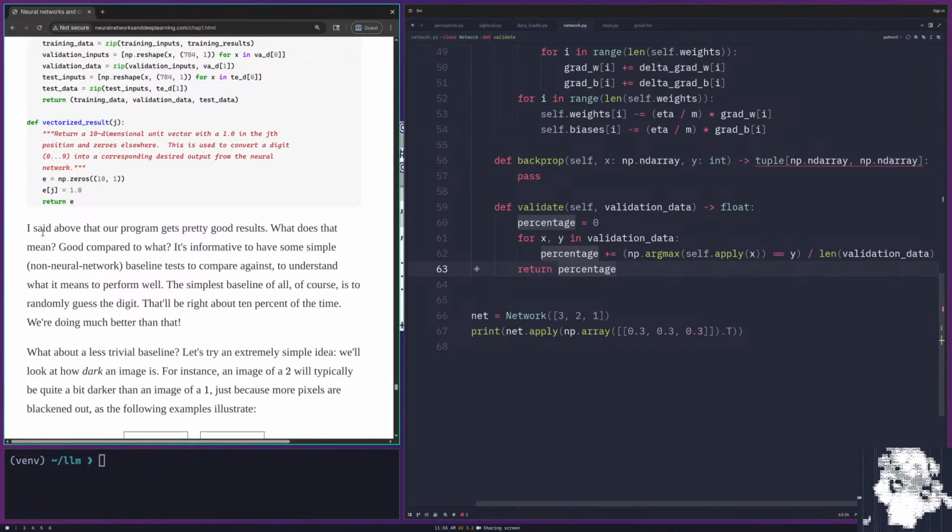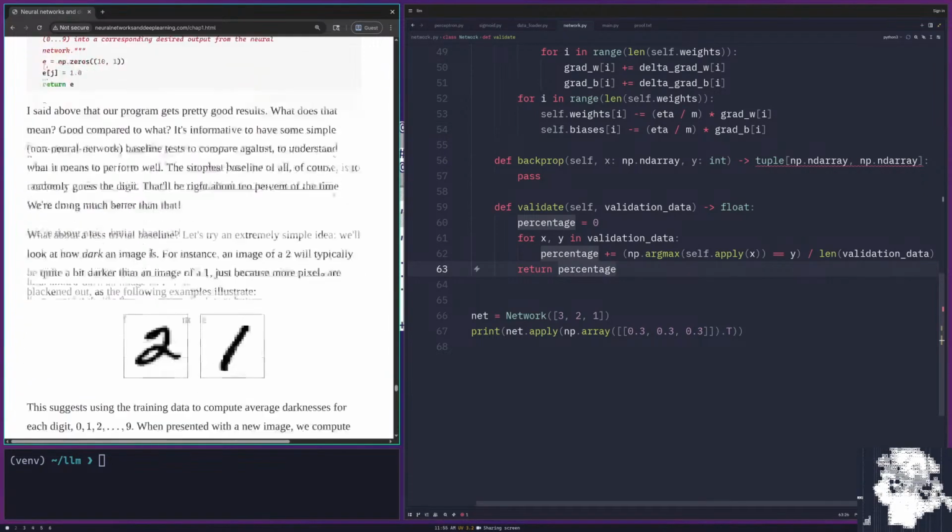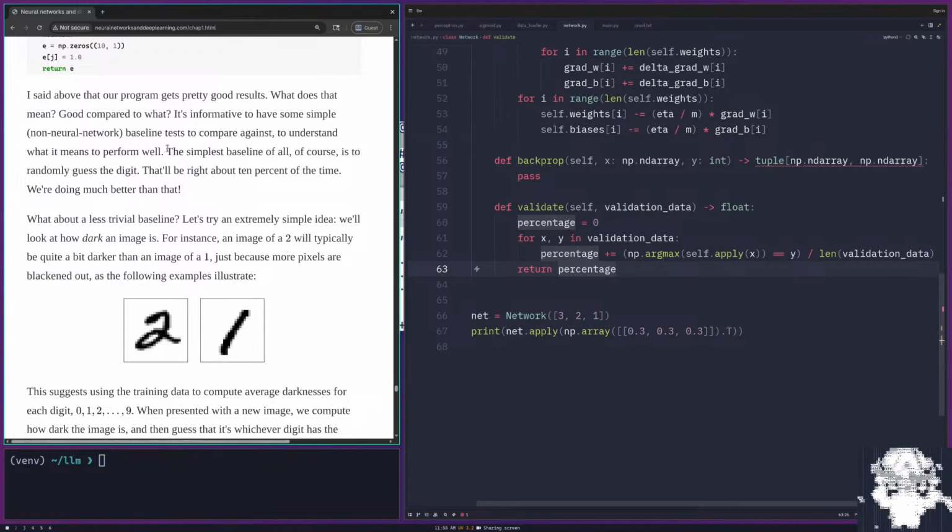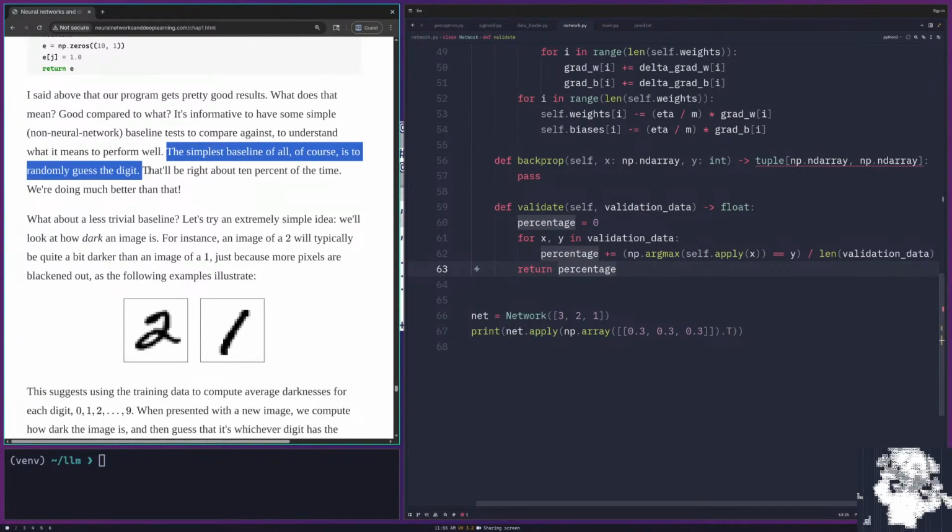I said above that our program gets pretty good results. What does that mean? Good compared to what? It's informative to have some simple non-neural network baseline tests to compare against to understand what it means to perform well. The simplest baseline of all, of course, is to randomly guess the digit. That'll be right about 10% of the time. We're doing much better than that.